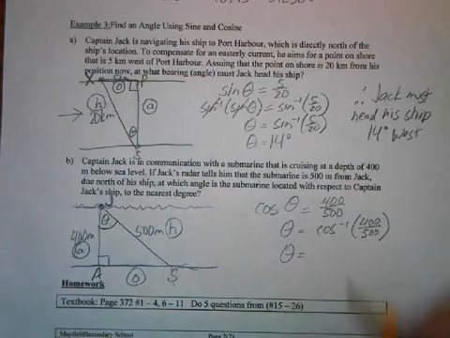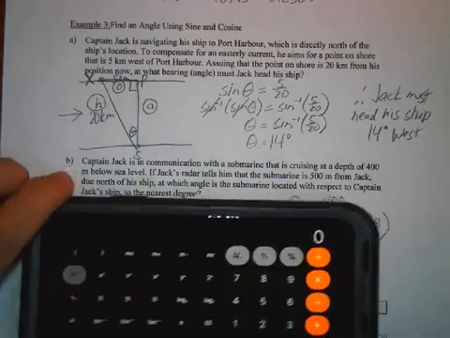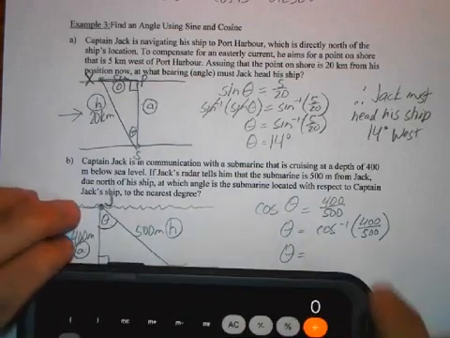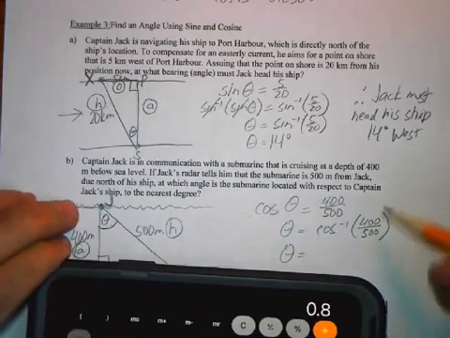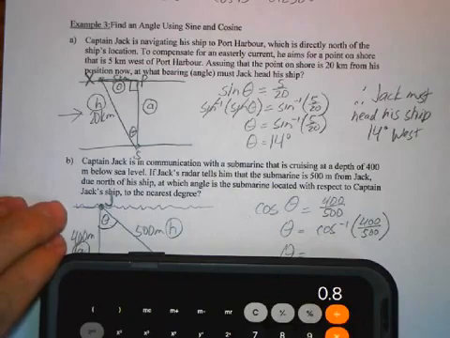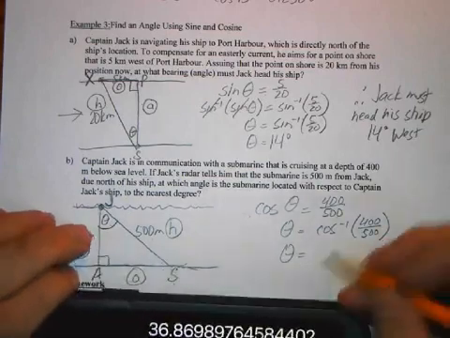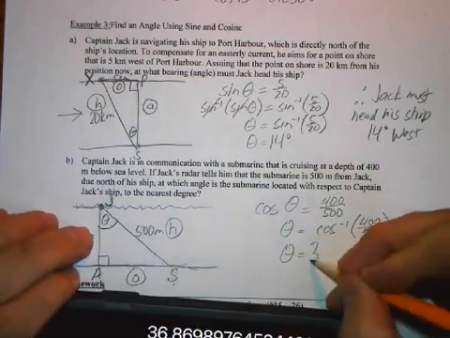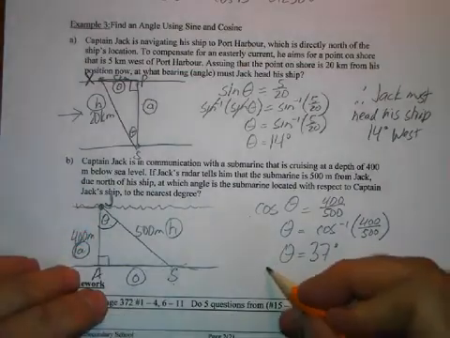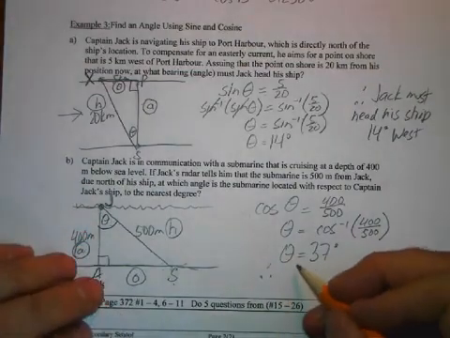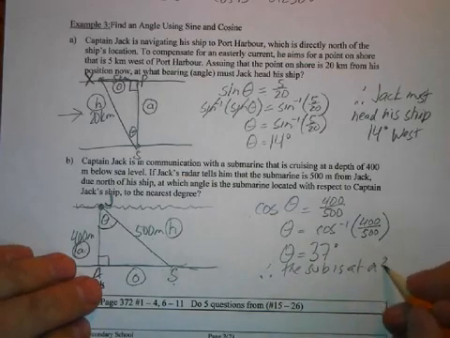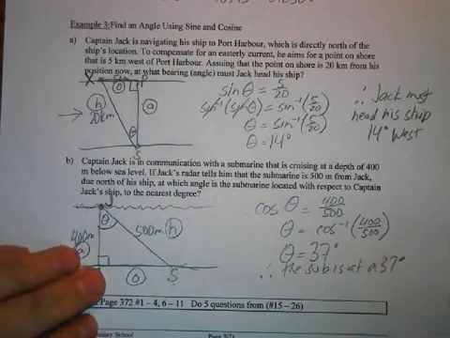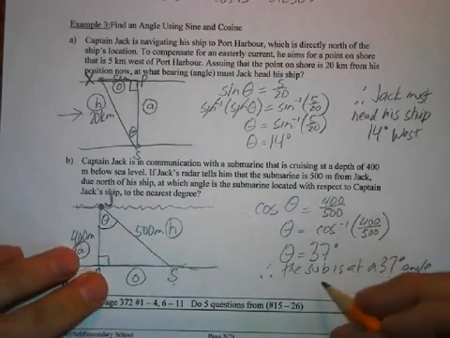So when I do the calculation, this time I have to enter the number first. So 400 divided by 500, 0.8, and then I'm going to do cosine inverse. I've already got second function on, so cos inverse is that button. And I get 36.86, which I can round to 37 degrees. So therefore, the sub is at a 37-degree angle with respect to the ship.